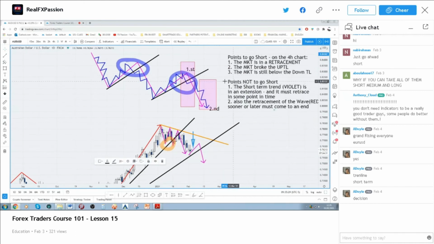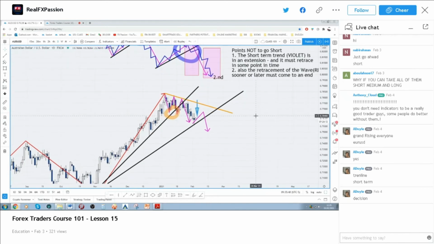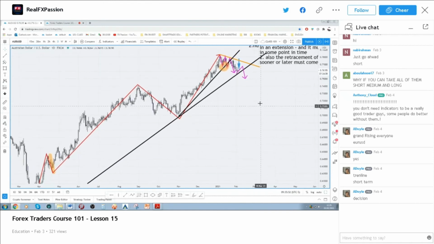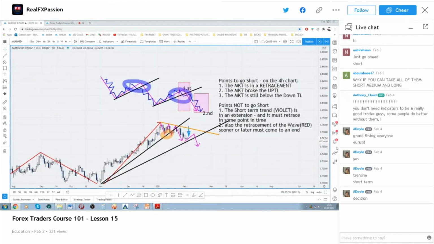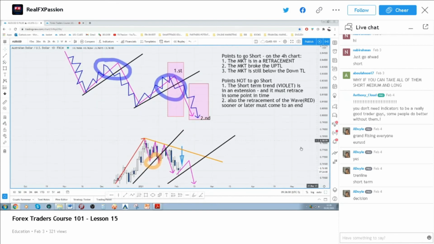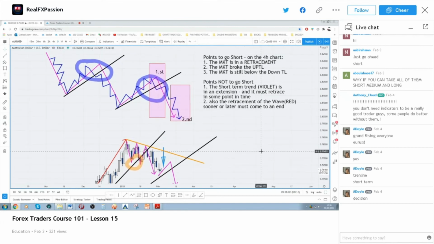Why is that? Because the short-term trend, the violet one, is on an extension. So we are at the second quadrant, bad, low, yes. And it must retrace at some point in time. And number two, also the retracement of the wave, which is the red one, sooner or later it must come to an end. So from the daily standpoint, this trade has low probability.